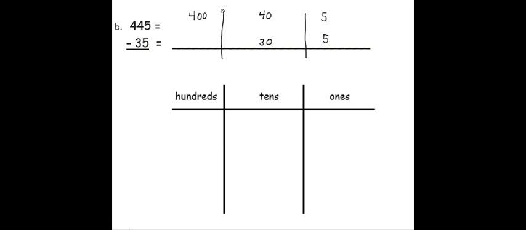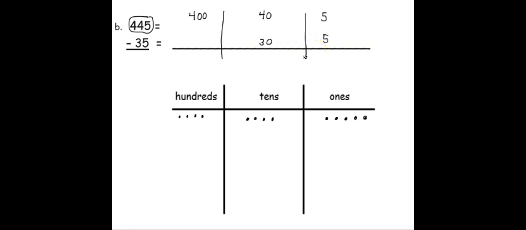When we subtract on the place value chart, we only show the beginning number, because when we subtract, we're going to cross off dots to show the subtraction. So we're not going to show the 35. That's what we're going to cross off. We're only going to show the 445. And that consists of 4 hundreds, 4 tens, and 5 ones.